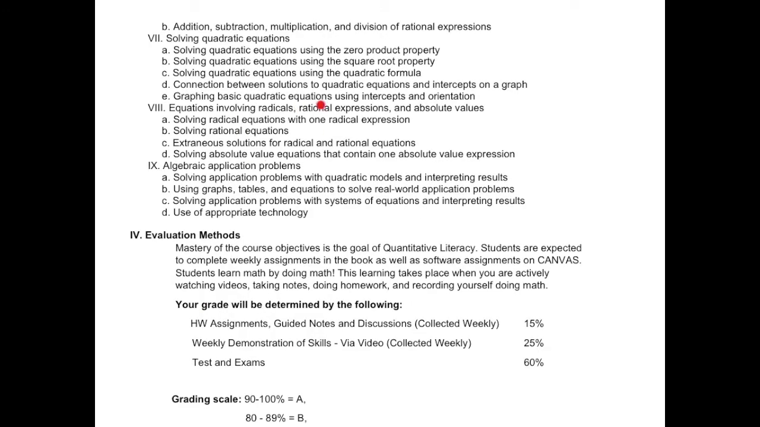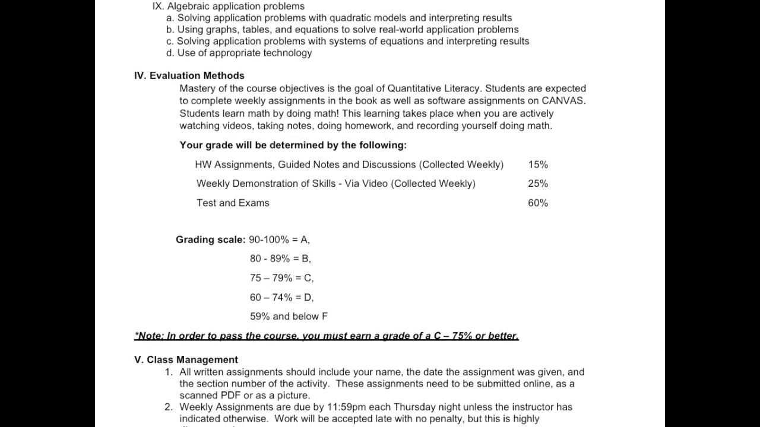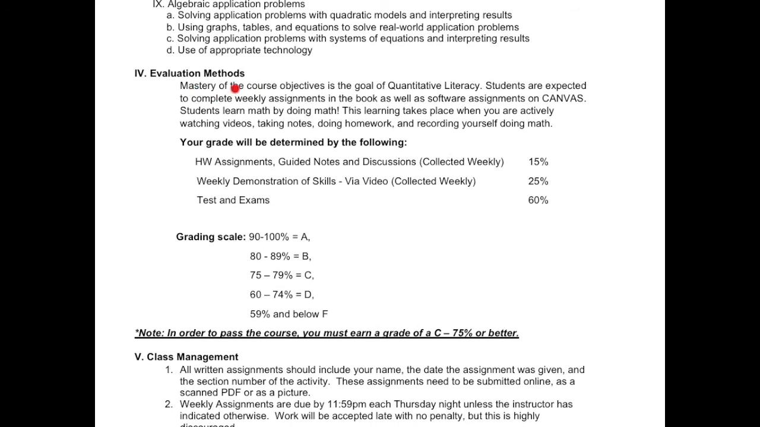Okay, this part continues here. I do want to talk about the evaluation methods. This is how you get your grade. If you read through this, mastery of the course objectives is the goal of, this should say algebraic literacy. All right. Students are expected to complete weekly assignments in the book as well as the assignments on Canvas.